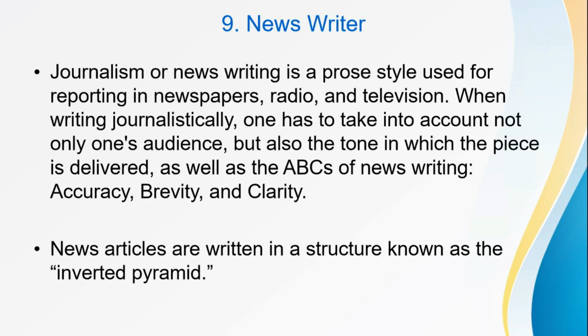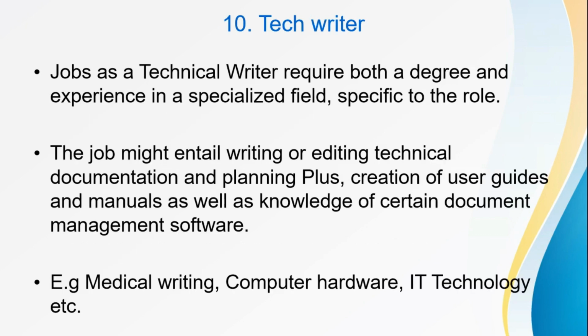And then we have the news writer. Journalism or news writing is a prose style used for reporting in newspapers, radios, and television sets. When writing journalistically, one has to take into account not only one's audience but also the tone in which the piece is being delivered, as well as the ABCs of news writing, that is accuracy, brevity, and clarity. And so guys, the 10th item here is technical writing.